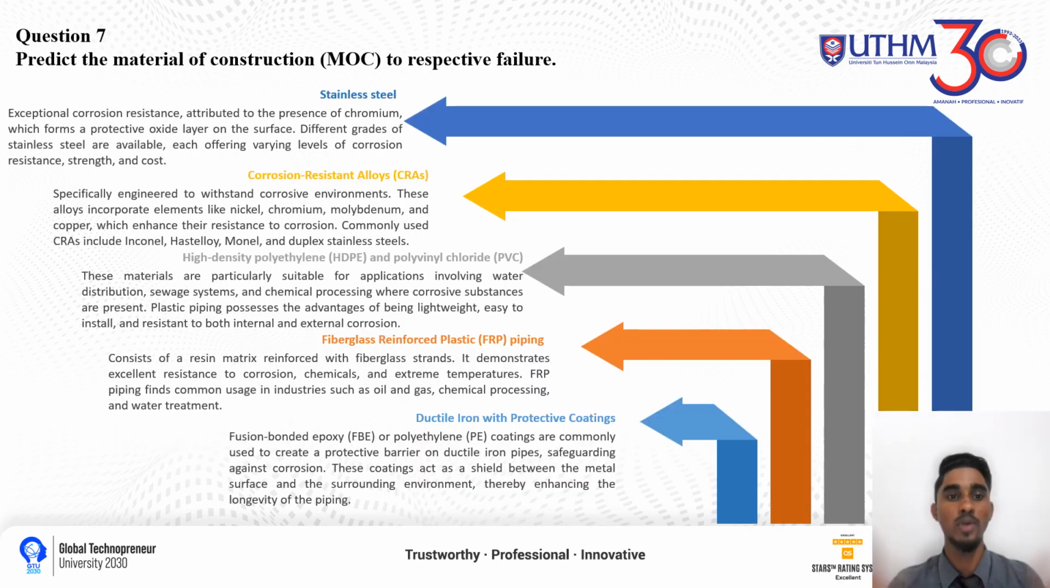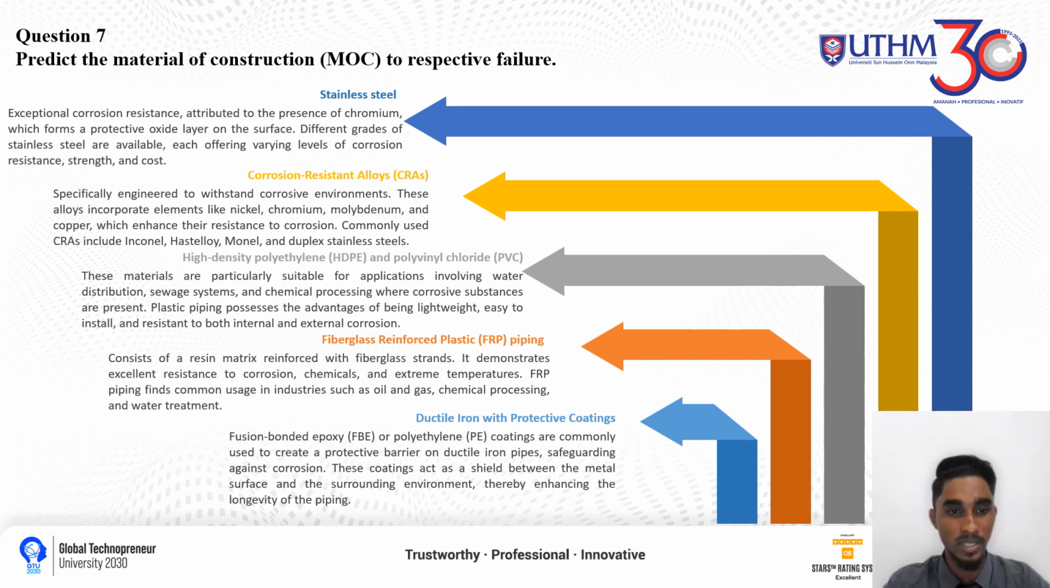So now I would like to predict the material of construction with respect to failures. The first one is stainless steel, which is renowned for its exceptional corrosion resistance attributed to the presence of chromium, which forms a protective oxide layer on the surface. Different grades of stainless steel are available, each offering varying levels of corrosion resistance, strength, and cost. Austenitic stainless steel is frequently employed in a broad range of onshore piping applications.